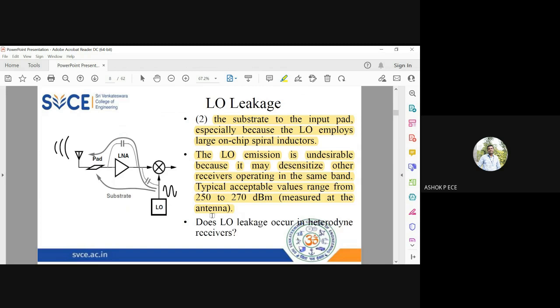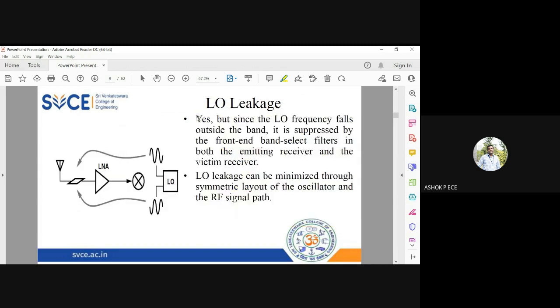So does LO leakage occur in heterodyne receivers? Do we have LO leakage there? Yes, but the LO frequency usually falls outside the band. You know that in heterodyne, omega RF and omega LO are separate, right? So they are frequency apart. So it is suppressed by the band reject filter.